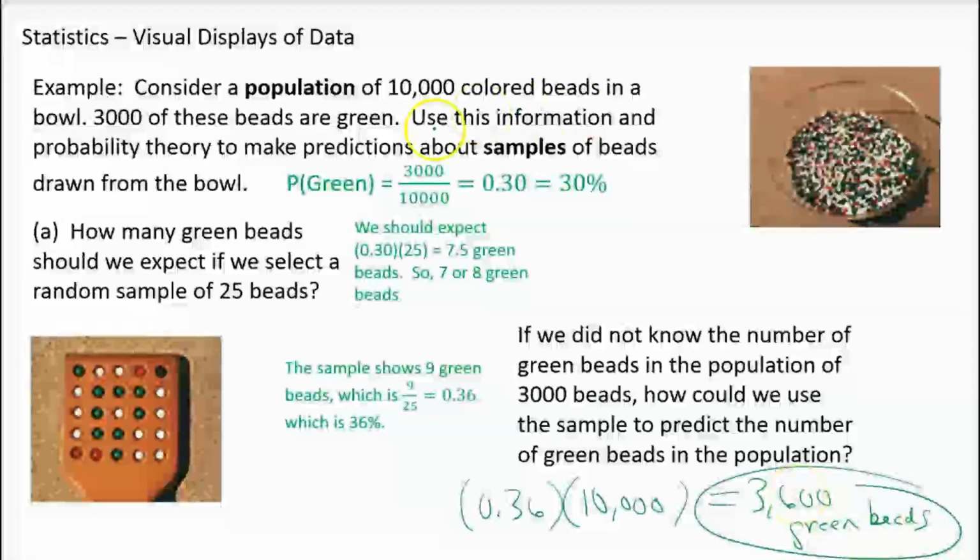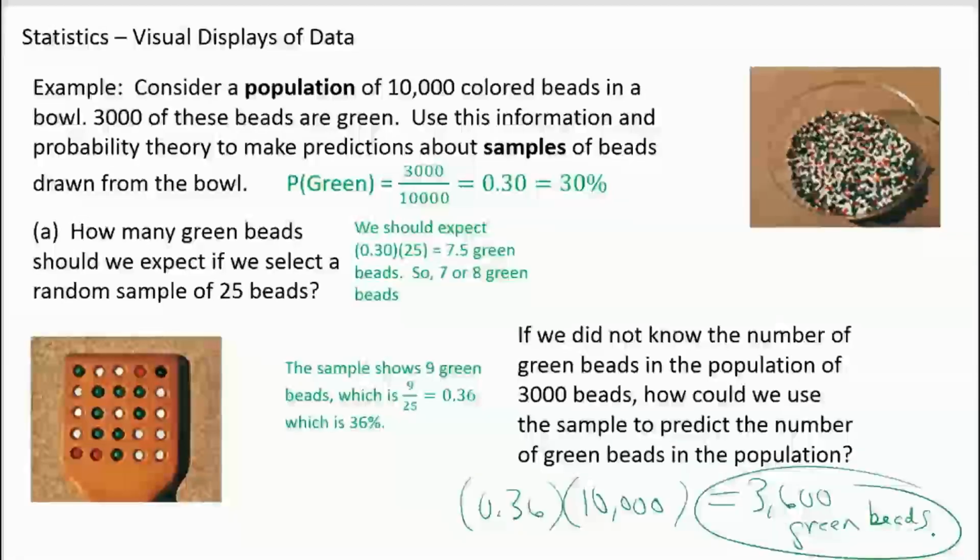So we did a couple of things here. We used our original percentage to estimate what the sample might be, and we were off just a little bit, and then we did it backwards. We took a sample to estimate what the original percentage of green beads would be. And notice we estimated more. We've got 3,600 when there's actually 3,000 in the bowl.